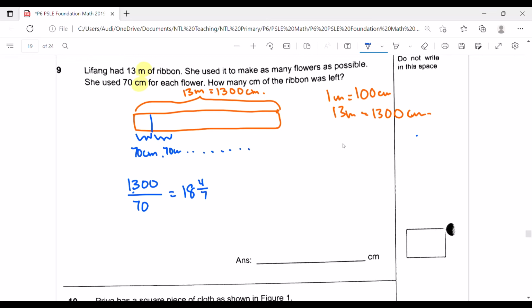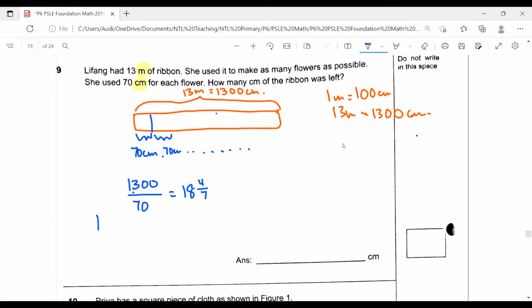It means that you've got 18 pieces for each flower, 18 flowers. Okay, so it's 1, 2, 3, 4, 5, all the way till 18. I'm not going to draw because it will take too long. Right, so let's do this now.